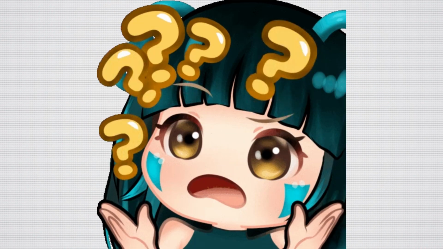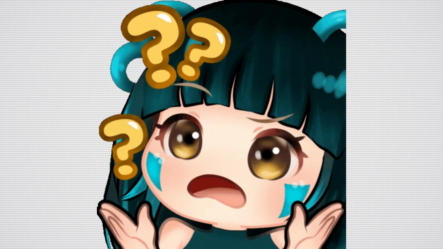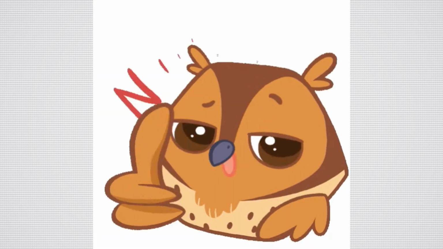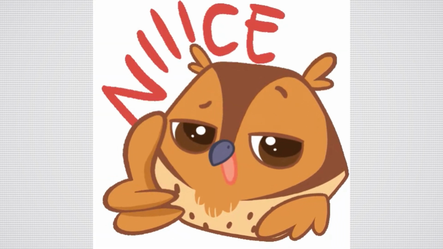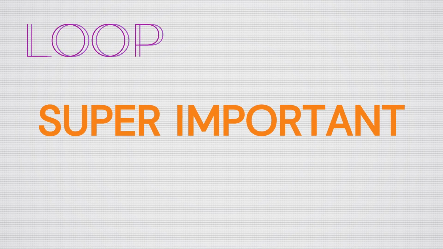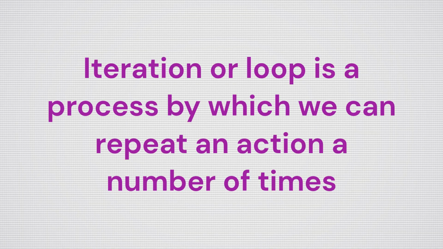Okay. So, it looks like there is a technique in PHP programming by using which we can write this sentence 100 times much faster. Correct. This technique is available in all programming languages. This is another super important building block of programming. So, please understand it correctly and clear your concepts. Then practice as much as possible. Hence, iteration or loop is a process by which we can repeat an action a number of times.